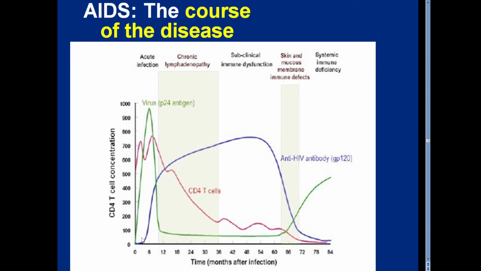Also in this picture you can see how antibodies against HIV start to form. Antibodies try to protect against the viruses, but they are less effective, not effective.